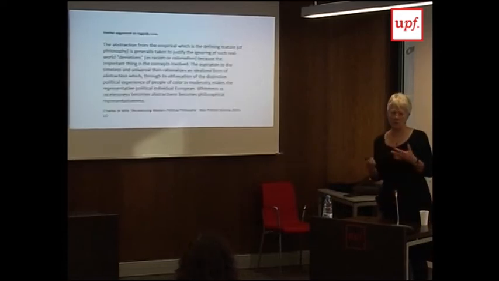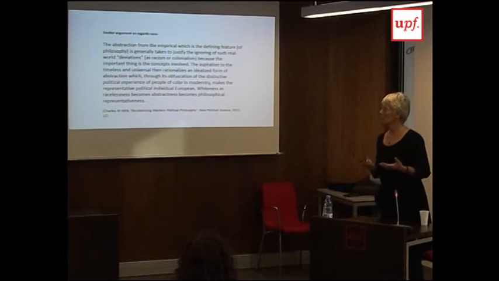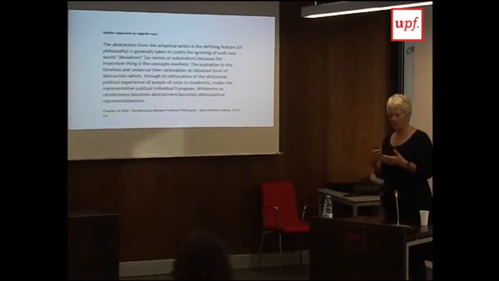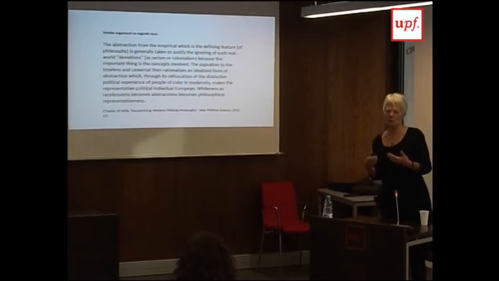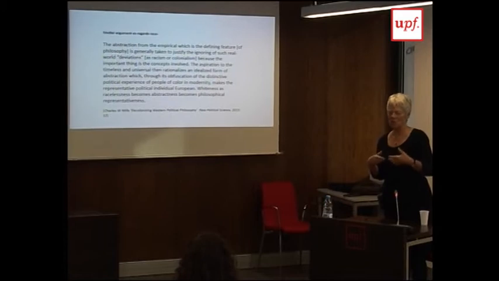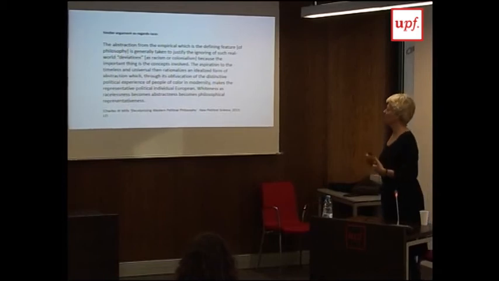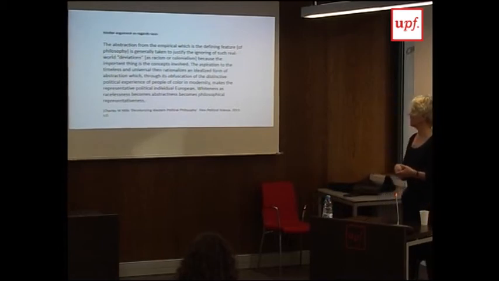And then there's a very similar argument that you find in the literature as regards race. So this is from American theorist Charles Mills, who's written very parallel work about the way in which the refusal to engage with race, or the history of colonialism or the history of slavery, has distorted the development of political theory. So this is from an article of his on decolonizing Western political philosophy.